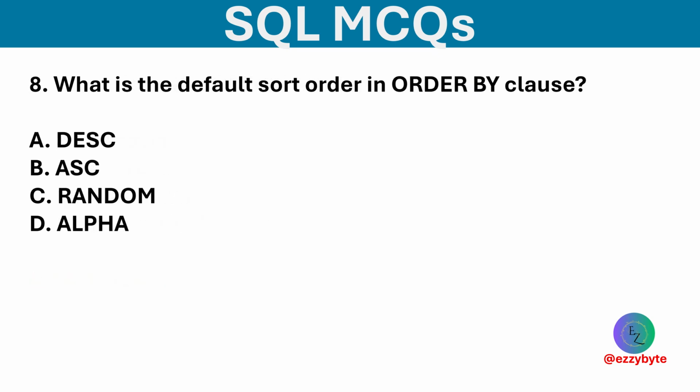What is the default sort order in order by clause? Options are DESC, ASC, random, and alpha. Option B is correct. Order by defaults to ascending if no order is specified.